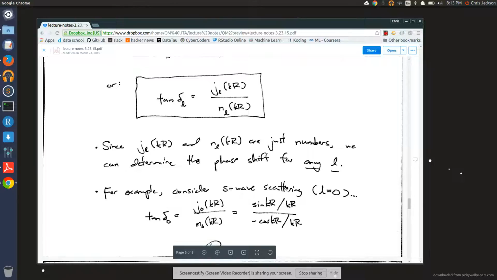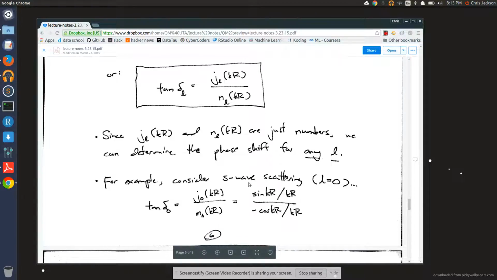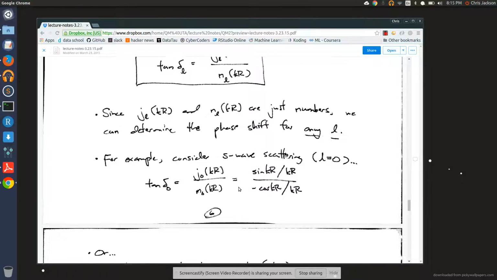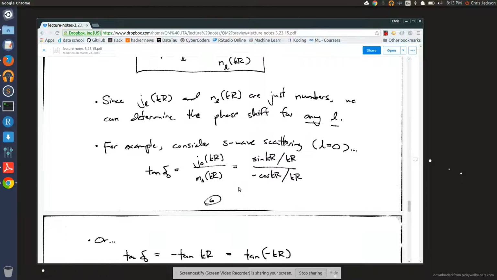Okay, so for example, let's consider the simplest case where we have what's called S wave scattering. So this is where L equals 0. So this goes back to the old spectroscopic notation, the SPDF, I think, right? And so typically in scattering, we'll usually have only L equals 0 and L equals 1 terms. So we'll either have S wave scattering or we'll have P wave scattering, right? Or some linear combination of the two.